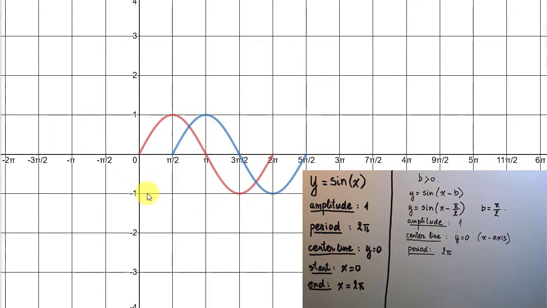But now for the starting point, we noted some difference. This graph in blue right here, our base unit for sine of x minus pi over 2, actually starts at x equals pi over 2 right here. So the start is at x equals positive pi over 2. And then the ending here is at x equals 5 pi over 2.